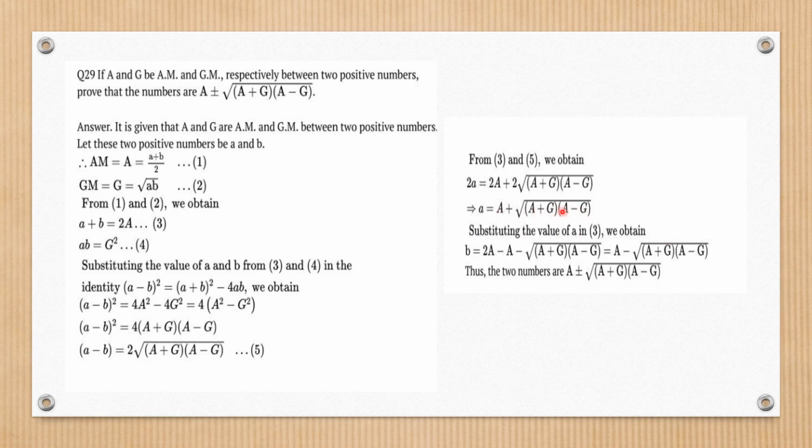And when I substitute this value in equation number 3, similarly b will be your 2A minus this small a. Okay, so the value of small a is this complete, so it becomes 2A minus A, and this will also be minus as we are subtracting, and we get it as A minus root of (A plus G) into (A minus G). So your a is this, the difference is between this plus sign, and for b it is the minus sign. So I can write the two numbers are A, okay, it is common, A plus minus this complete root of (A plus G) into (A minus G).